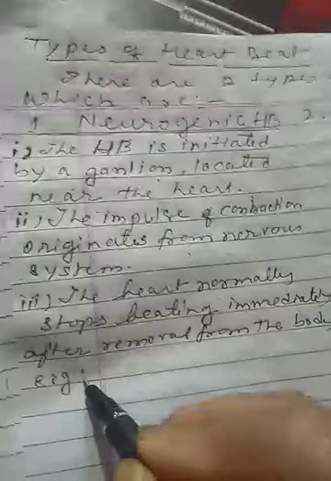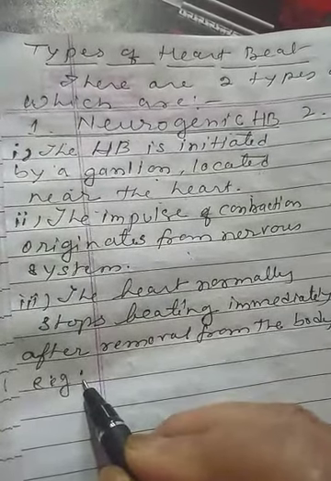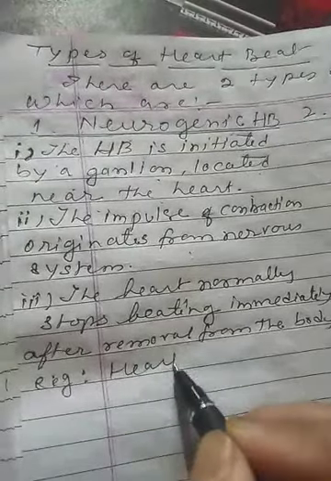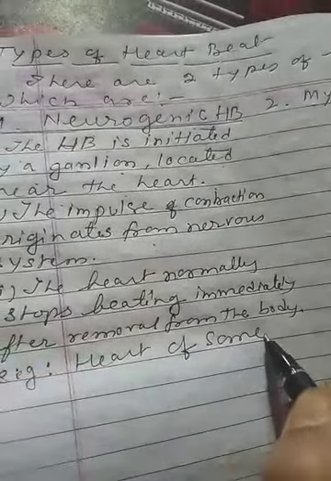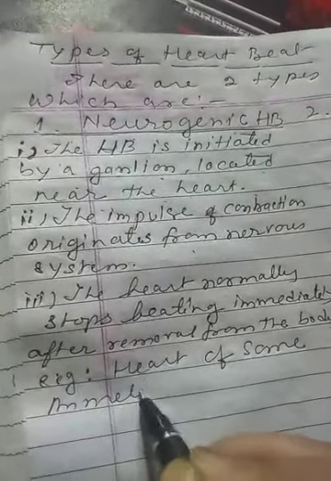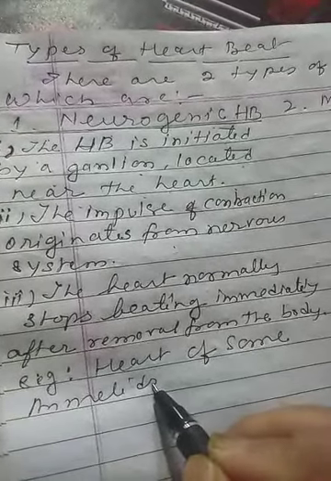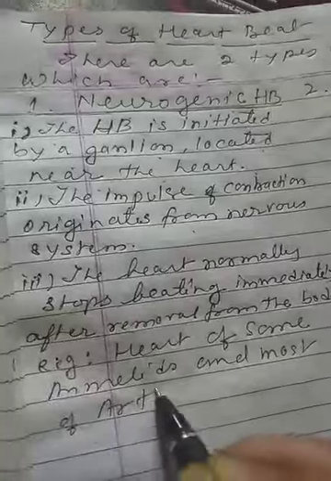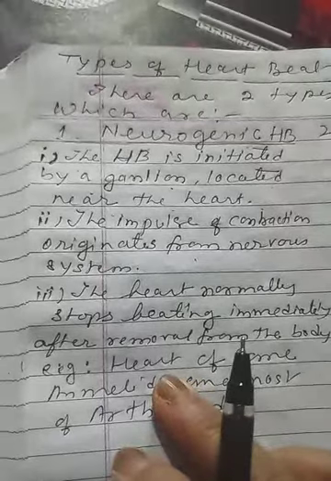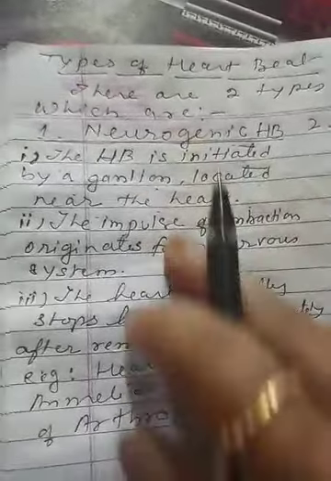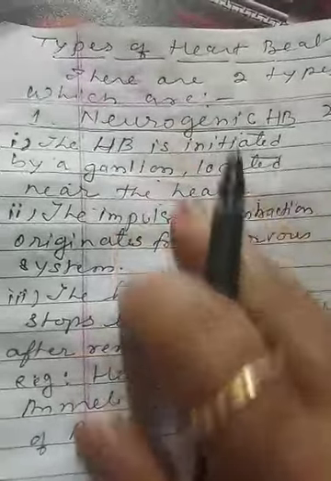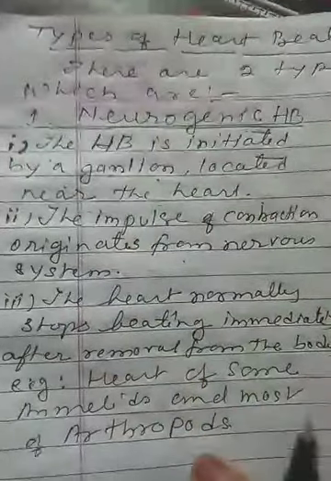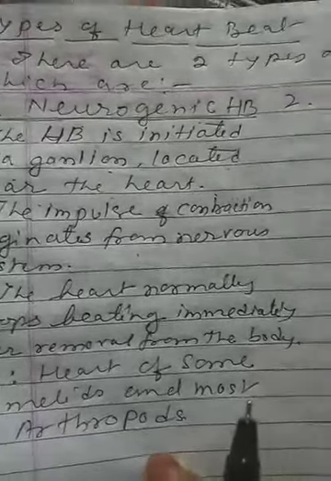So this type of heartbeat is found in the heart of some annelids. All of you know the annelids, animals of annelida, and most of arthropods. Arthropods. Anybody have any problem to understand this neurogenic heartbeat?